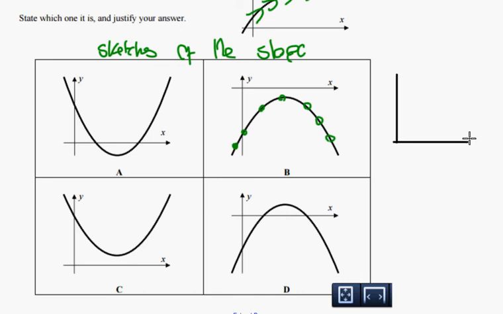This would refer to a graph that just keeps going downwards. That's what that refers to. Okay? What does graph D refer to?